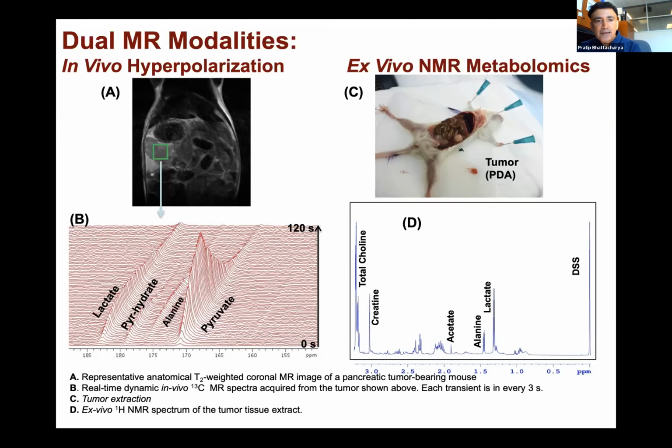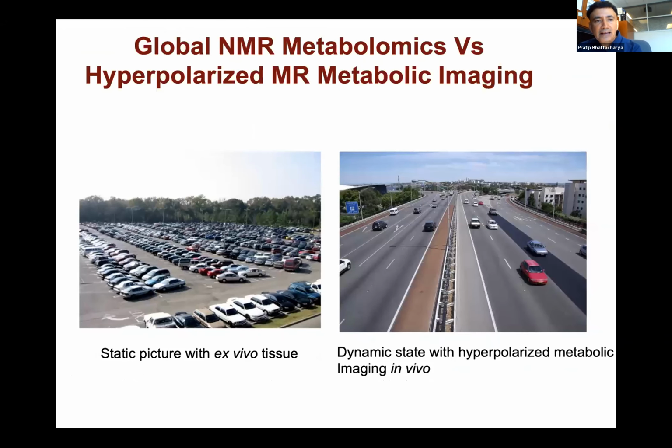Next slide, please. So we compare it: the static image is like cars in a parking lot. We are counting the number of cars. So it's a static image of the ex vivo tissue, which is a global metabolomics. But the hyperpolarization gives you the dynamic state of the imaging of the metabolism as it is unfolding. This is like cars flying on the freeway. So there are 2 different images you can get simultaneously in an animal. Next slide, please.